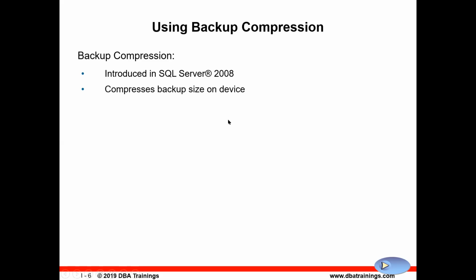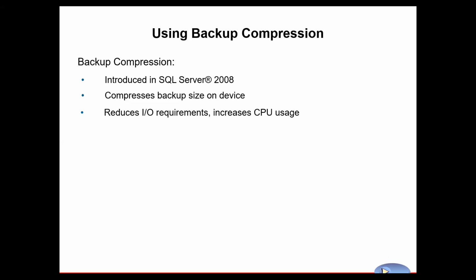Compressing the backup reduces the size on the device, and it will reduce the IO requirement. Why? Because the size is less, so there is less input and output. It will increase the CPU use. Why will CPU use increase? Because we are doing the compression. While compression is happening, lots of CPU will be used. Make sure you can do it as per your business need.